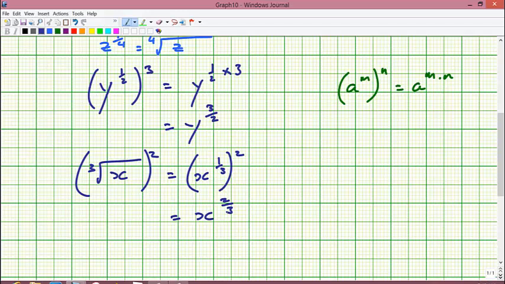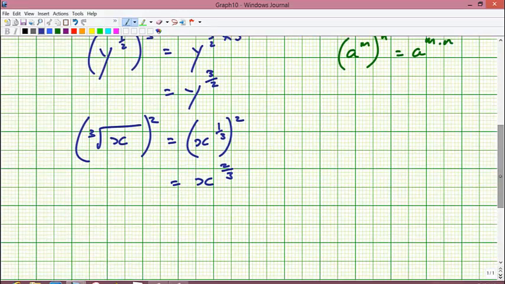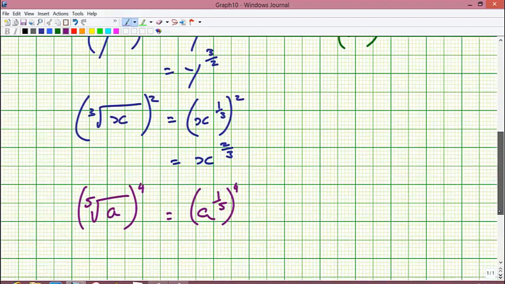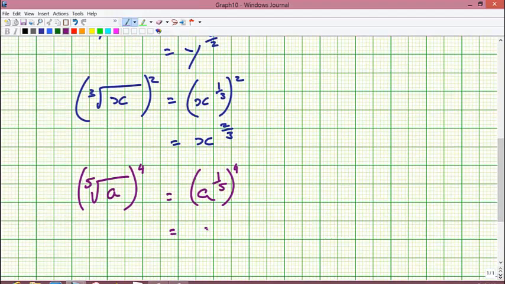Let's look at another example. We can have the fifth root of the variable a to the power 4. That can be written as a to the power 1/5 power 4, and that is a to the power of 4 over 5. Okay, so this rule follows on in all examples. So we're going to start off on page 713, and we're going to look at questions 10 to 13.